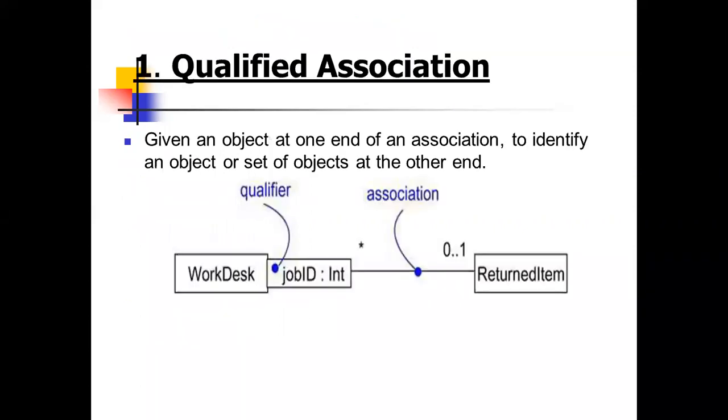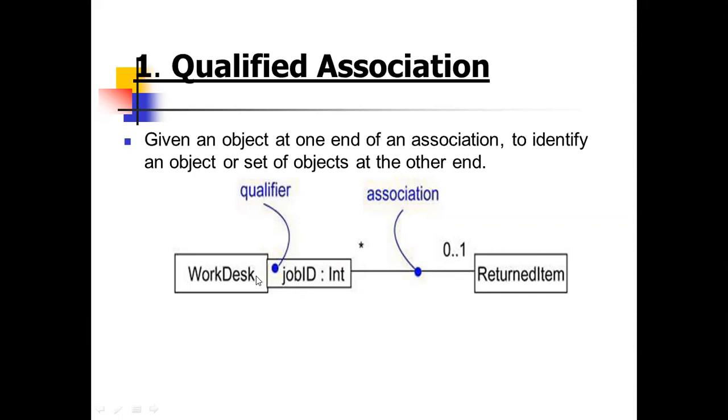So what is a qualified association? Given an object at one end of an association, the qualifier identifies an object or set of objects at the other end. Here you can see the association between these two classes. The qualifier is job id colon integer, a type with a value. This is the qualifier and this is the association, that is, a qualified association.